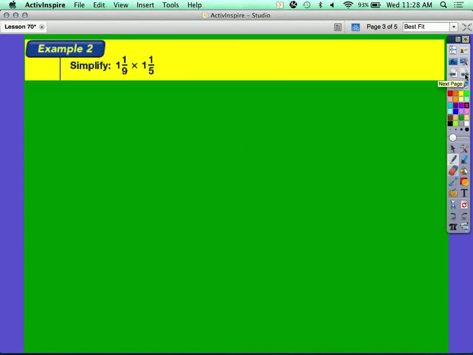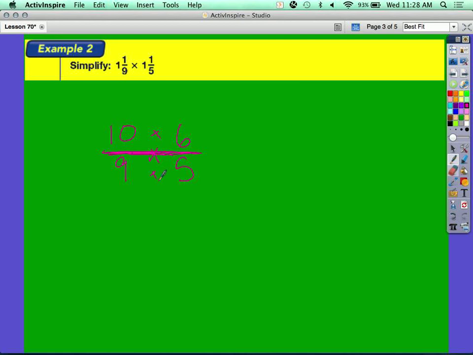I have 1 and 1/9 times 1 and 1/5. Okay, I gotta get improper fractions before I multiply. So 9 times 1 is 9 plus 1, I have 10 ninths. Times 5 times 1 is 5 plus 1 is 6. The bottom number stays the same, fifths. Now, remember this line goes all the way across. The multiplication sign's in the middle.